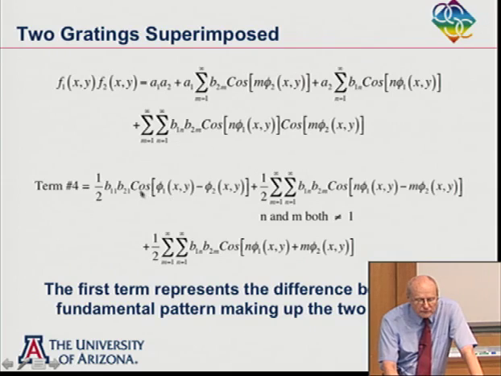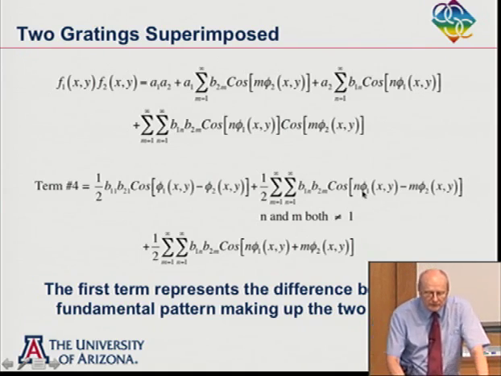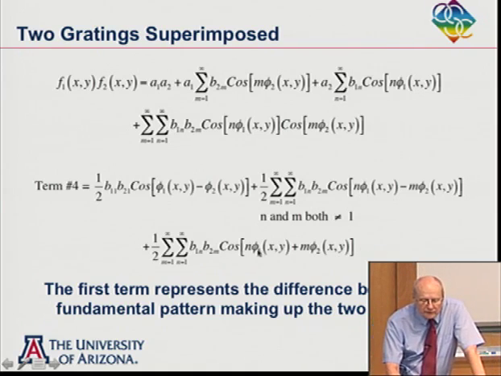So the first line is a cosine of the differences. So here it's like cosine of n phi 1 minus m phi 2, and we're summing that over the n's and the m's. And then down here is something that's the sum of the two, n phi 1 and m phi 2.